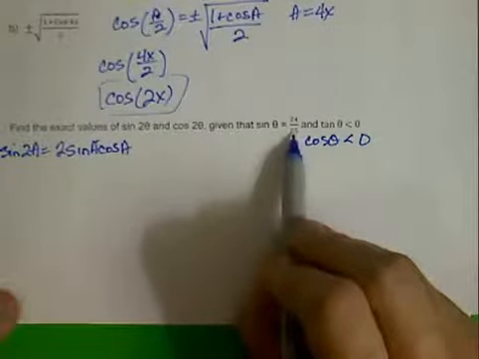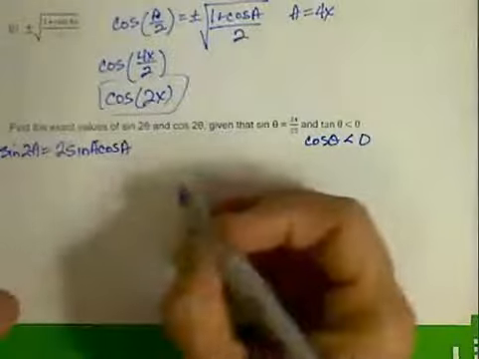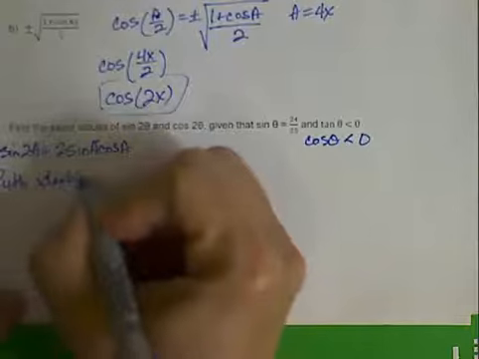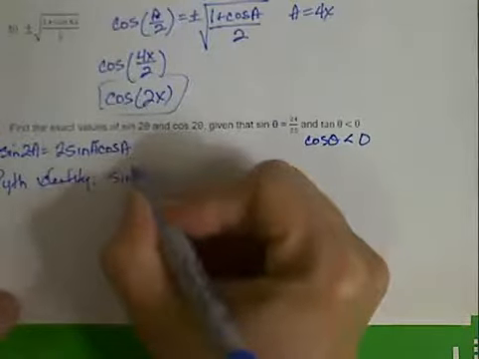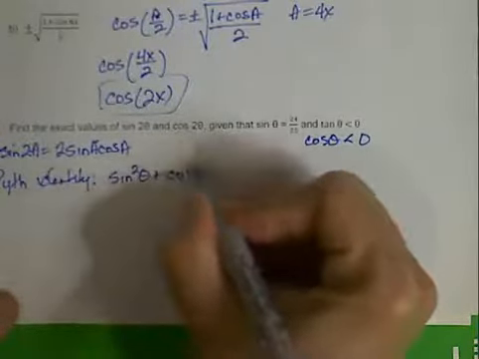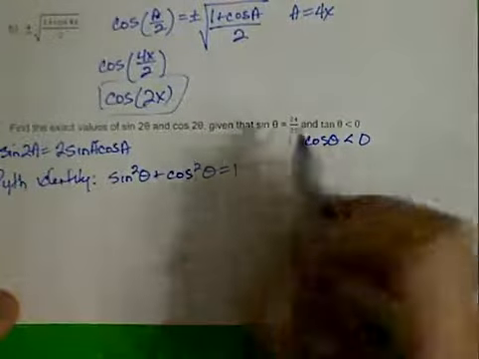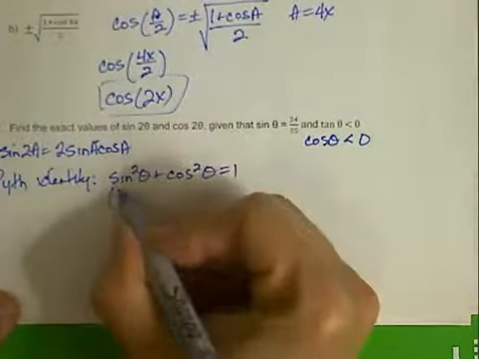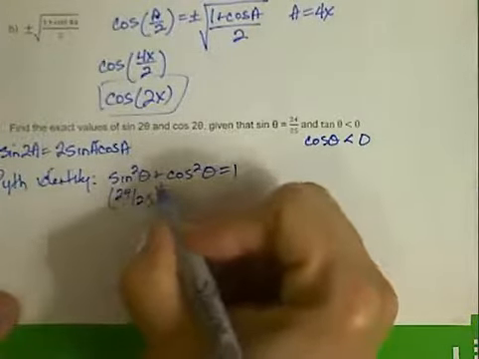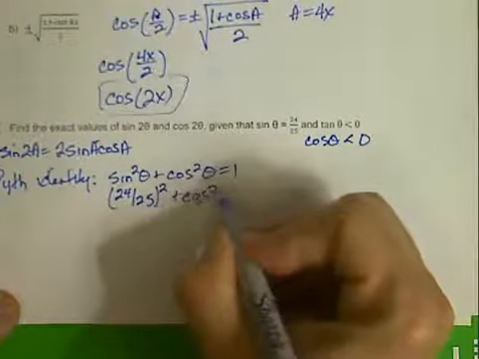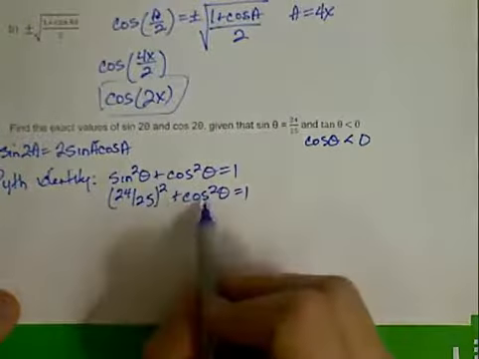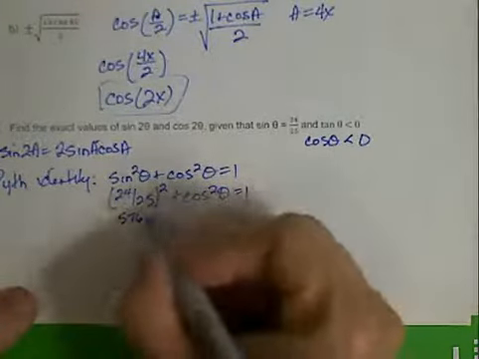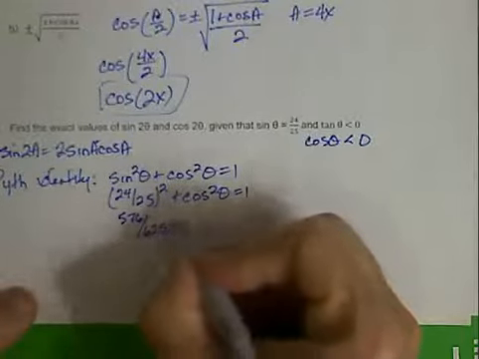We know that sine theta is 24 over 25. So here's where we're going to use our Pythagorean identity. We've got the sine of theta is 24 over 25. We're going to plug that in here and square it. We want to solve this for cosine squared first. 24 over 25 squared is going to be 576 over 625.